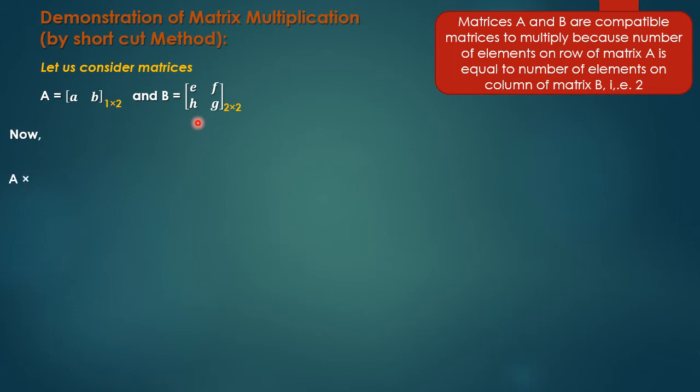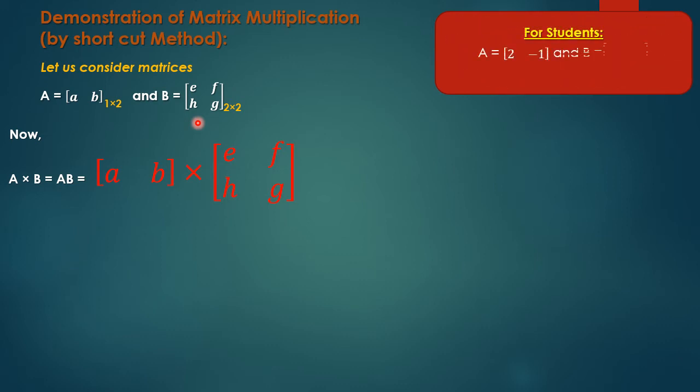Now A cross B is equal to AB. Now let's fill the elements of AB, and you can see the matrices A and B. For students, you have a different matrix from the previous slide. For A, consider 2 minus 1, and B 3 1 minus 5 and 7, and follow the steps which you see on your screen.